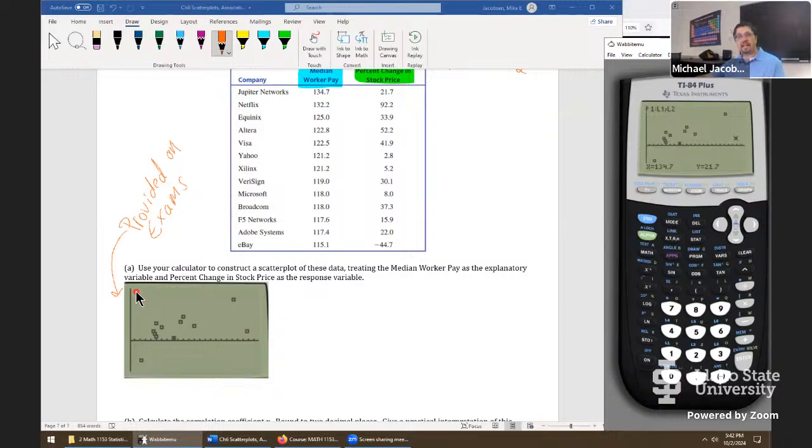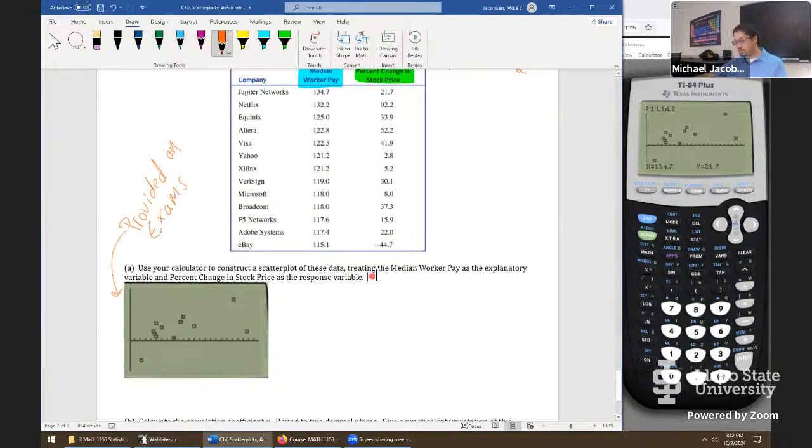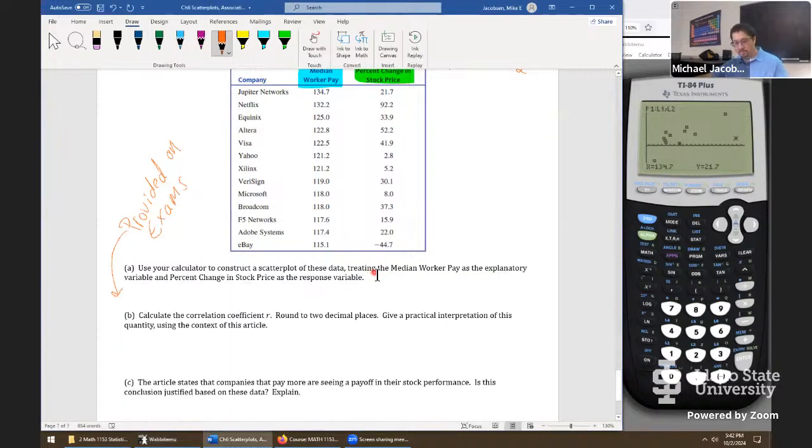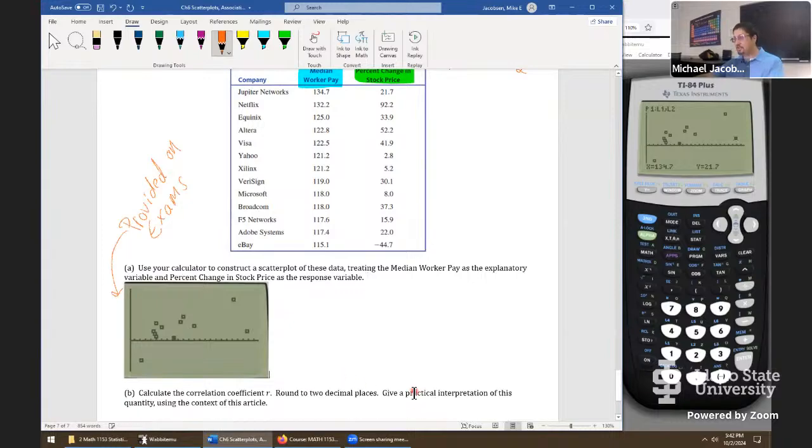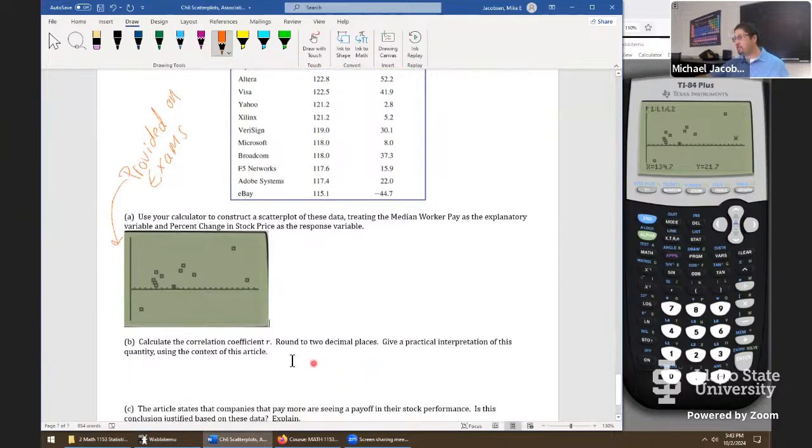But let's see, what were we asked to do on this one? Use your calculator to construct a scatter plot, treating median worker pay as the explanatory variable and percentage stock change as the response variable. Oh, I didn't mean to delete it, but it looks like we did the instructions to the letter. So now we're ready for part B. It says, calculate the correlation coefficient r, rounding to 2 decimal places. Then right after, we'll give a practical interpretation using the context.